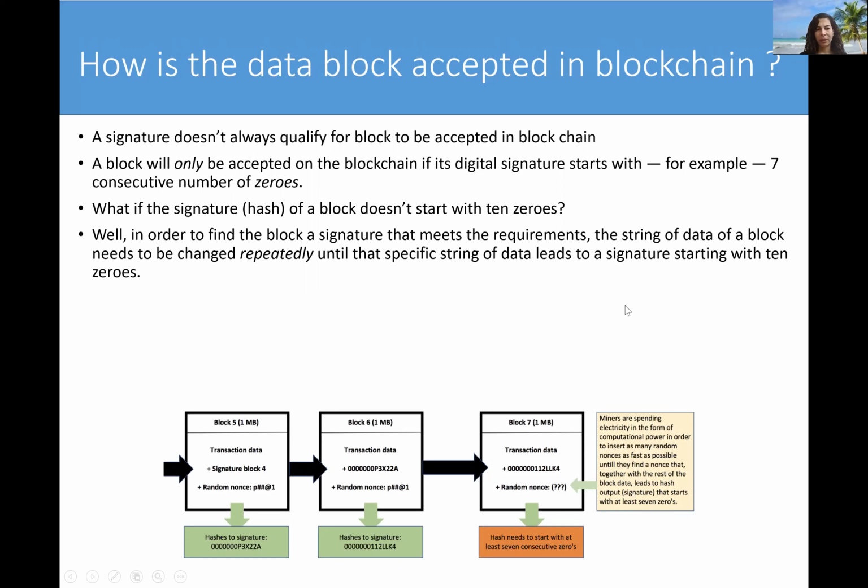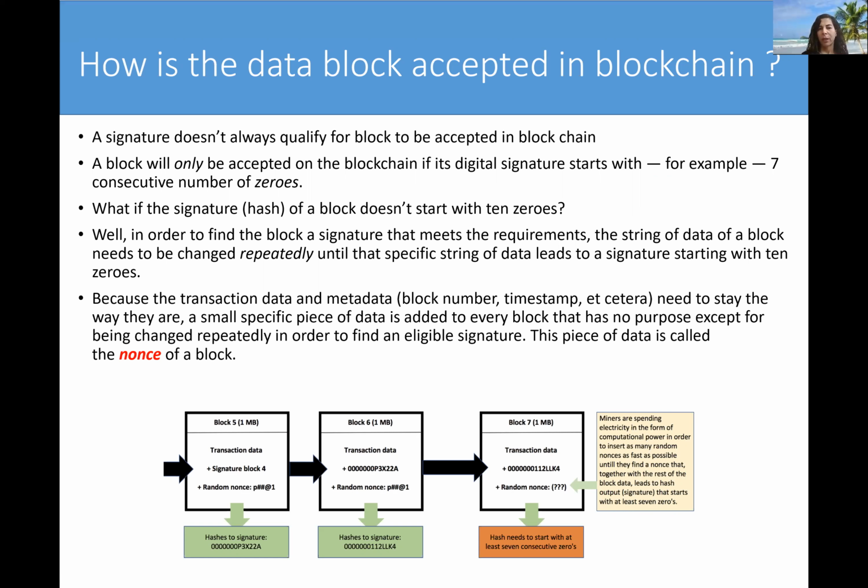The string of data in the block has to be changed repeatedly until we find a string with 10 zeros, which means that the number is smaller than a certain threshold. Because the transaction data and the metadata stay the same, it's just a small specific piece of data that is added to the hash, which has no impact other than changing repeatedly to find an eligible hash signature. This piece of data is called the nonce of a block.